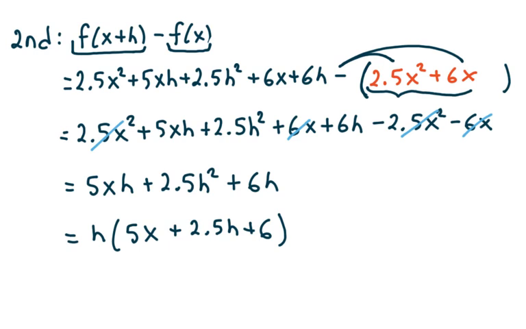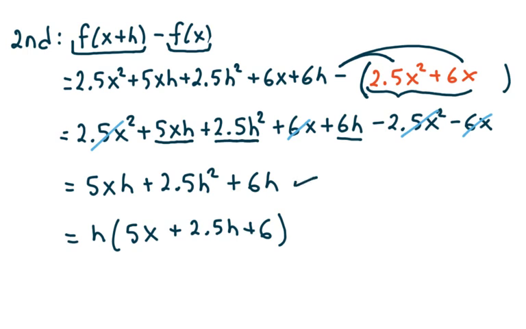Now, 2.5x squared minus 2.5x squared is equal to 0. So I can cross off those terms. 6x minus 6x is also 0, and I can cross off those terms. And what I have left is 5xh plus 2.5h squared plus 6h.